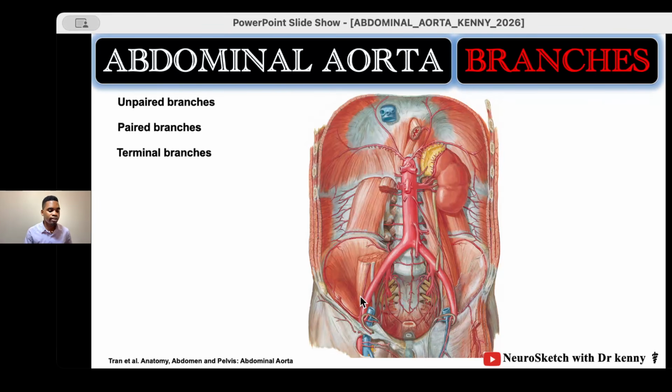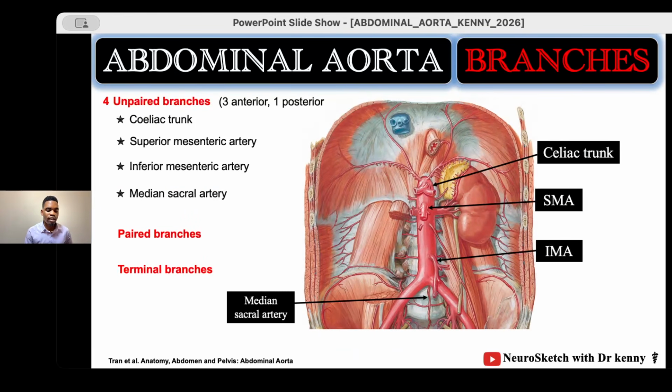We're going to discuss each one, starting from unpaired branches. The abdominal aorta has four unpaired branches. Three of these come from the anterior surface of the abdominal aorta, and one branch comes from the posterior surface. So the branches are, number one, the celiac trunk. Remember, it's a trunk, one of the biggest branches of the abdominal aorta. Then we have the superior mesenteric artery, and then the inferior mesenteric artery. And lastly, we have the median sacral artery.